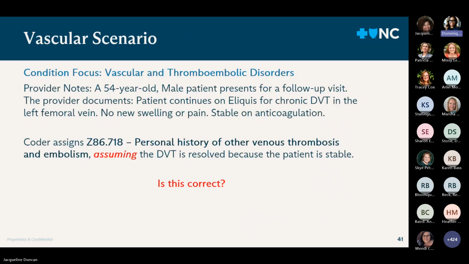A 54-year-old male patient presents for a follow-up visit. The provider documents that the patient continues on Eliquis for chronic DVT in his left femoral vein. No new swelling or pain. Stable on anticoagulation. The coder assigns Z86.718, personal history of other venous thrombosis and embolism, assuming the DVT is resolved because the patient is stable. Is this correct? Please put your answer in the chat.